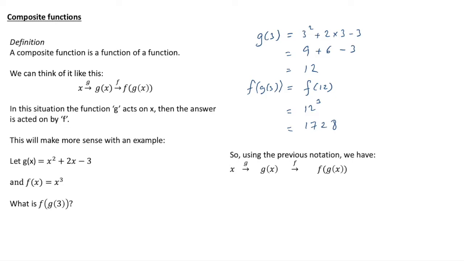Using the previous notation, what we have now is that x is going via g to g of x, and then g of x goes via f to f of g of x. So 3 went in, g of 3 came out, that then went into f, so we had f of g of 3. So 3, when it went through g, gave us 12, and then when that 12 went through f, we got our 1728.